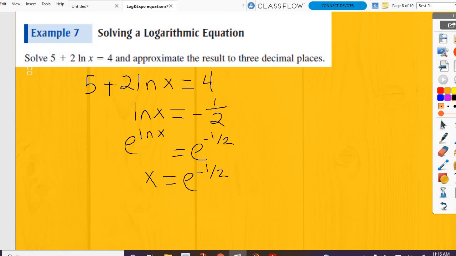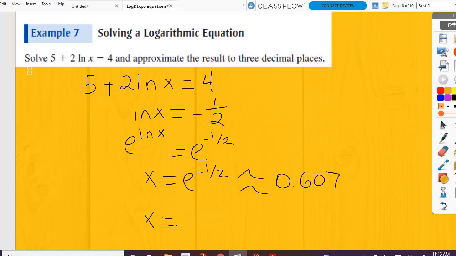Now, most of us probably just plugged it in straight from here into our calculator, which is fine. What do we get? 0.607. Now, how would we have rewritten that if I wanted the exact answer?